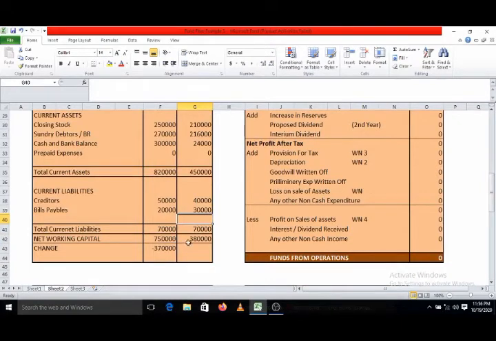7,50,000 minus 3,80,000. Change is negative. Negative means decrease. Check out, first year the net working capital was 7,50,000. Now it has reduced to 3,80,000, means it has reduced by 3,70,000. So 3,70,000 is the decrease in working capital. Instead of giving the sign, we can write only 3,70,000. So that is a decrease.